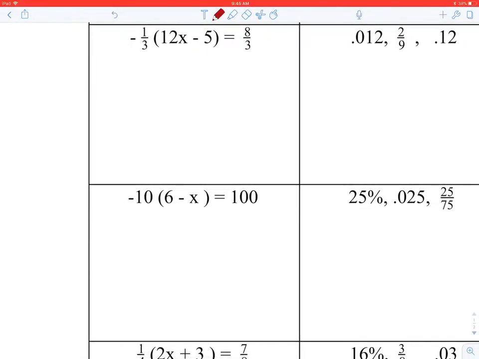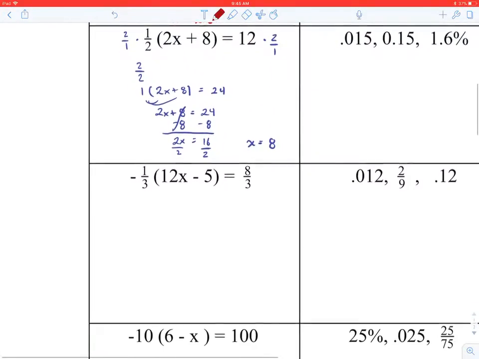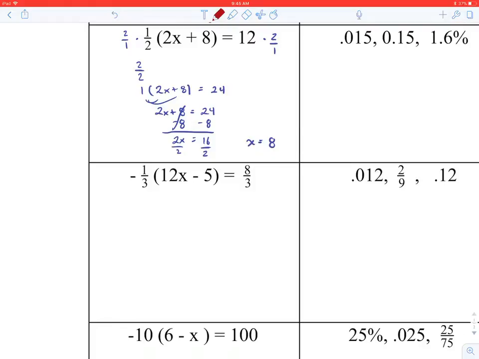Okay, so for the next one, we've got -1/3 being multiplied by the quantity of 12x minus 5 is equal to 8/3. Let's see what we did on the last problem. We had 1/2 on the outside, which was a fraction, just like this fraction, and we multiplied by its reciprocal, 2/1. So we're going to do the same thing here.